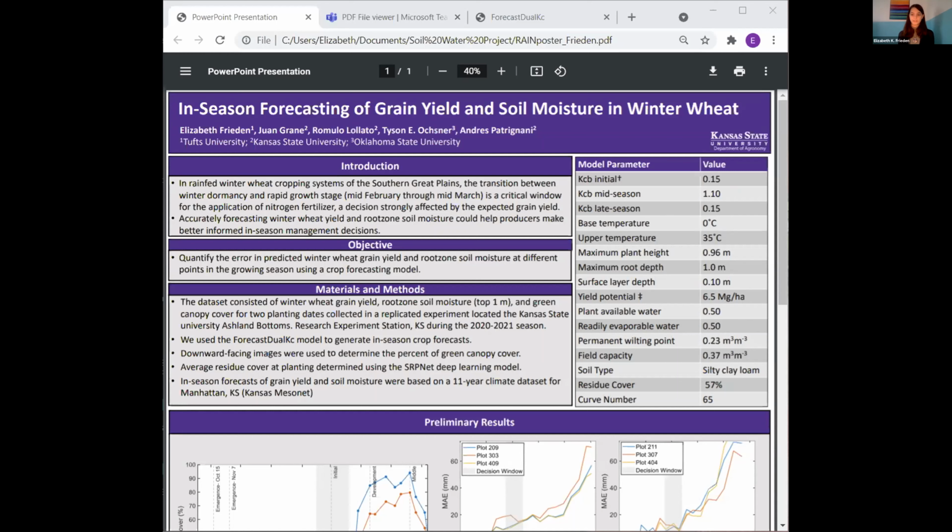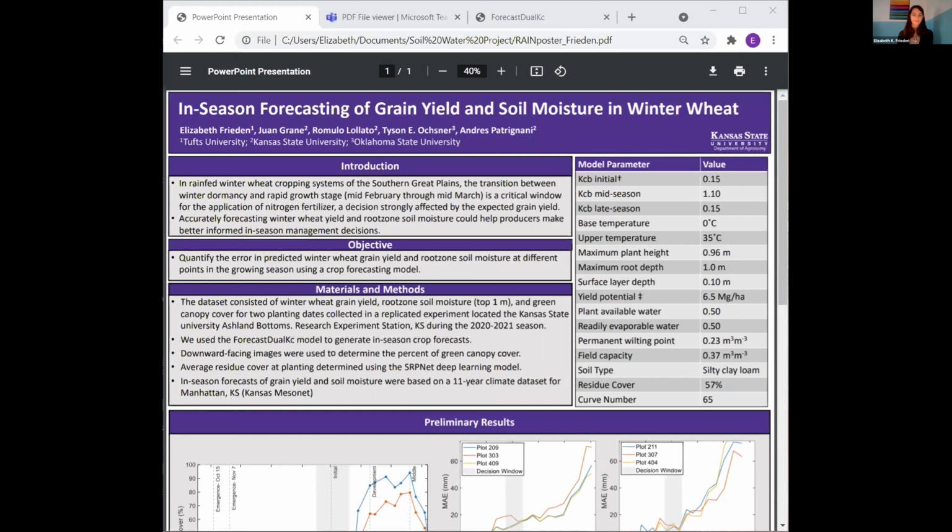So over the course of the season, we collected root zone soil moisture, surface soil moisture, and stage of the crop and the green canopy cover. And at the beginning of the season, we also collected residue cover for the plots using the SRP deep learning model. And at the end of the season, we collected wheat yield harvest data.